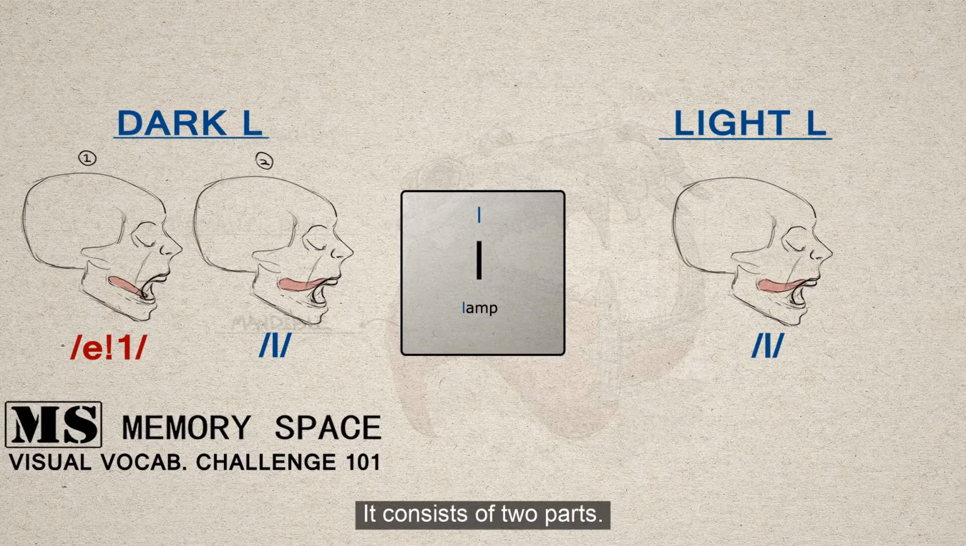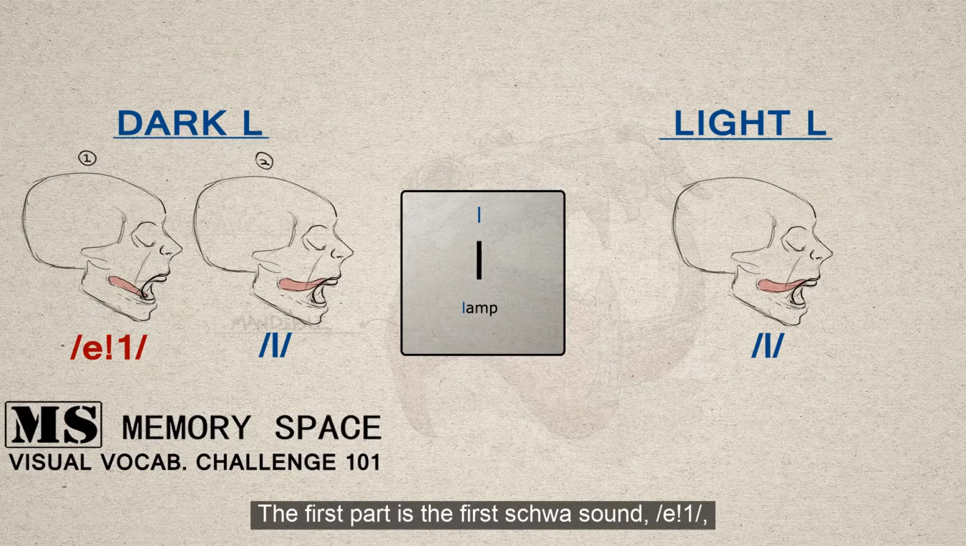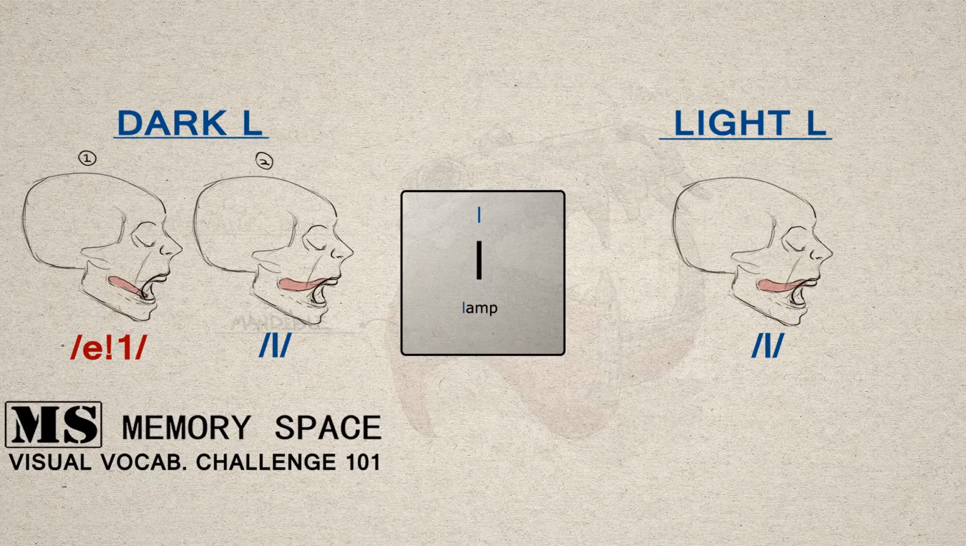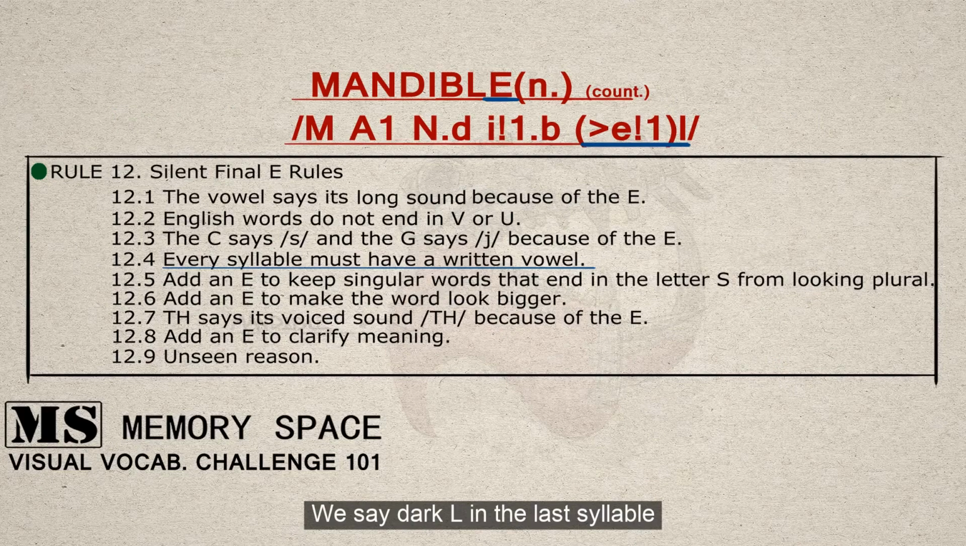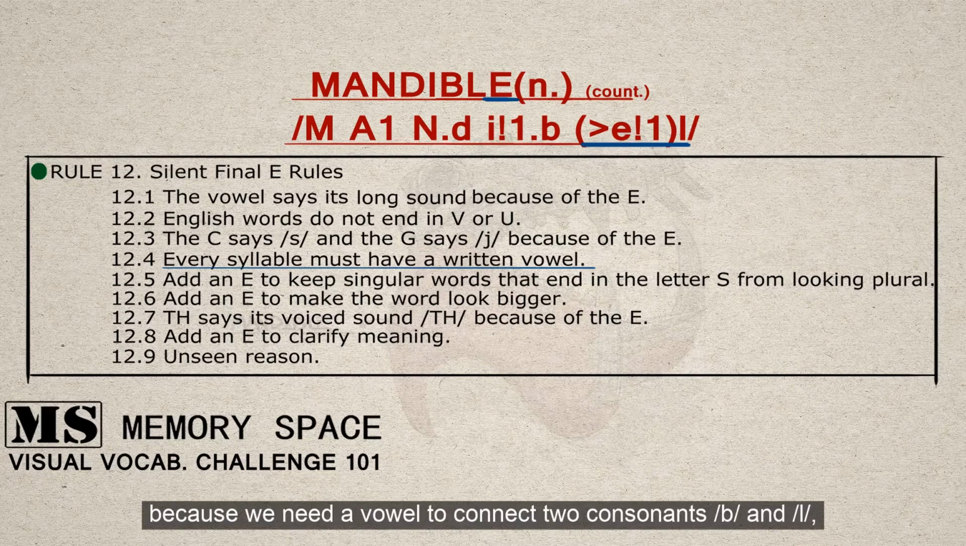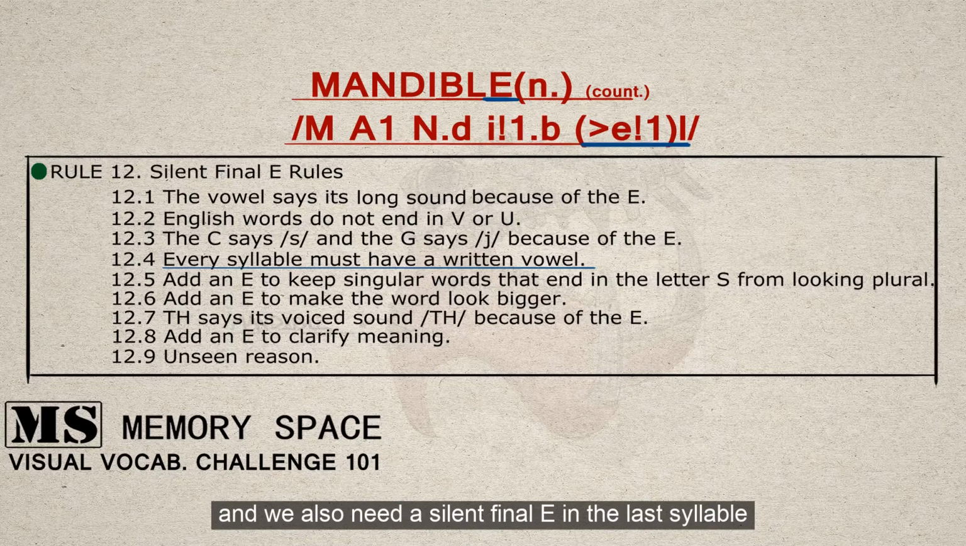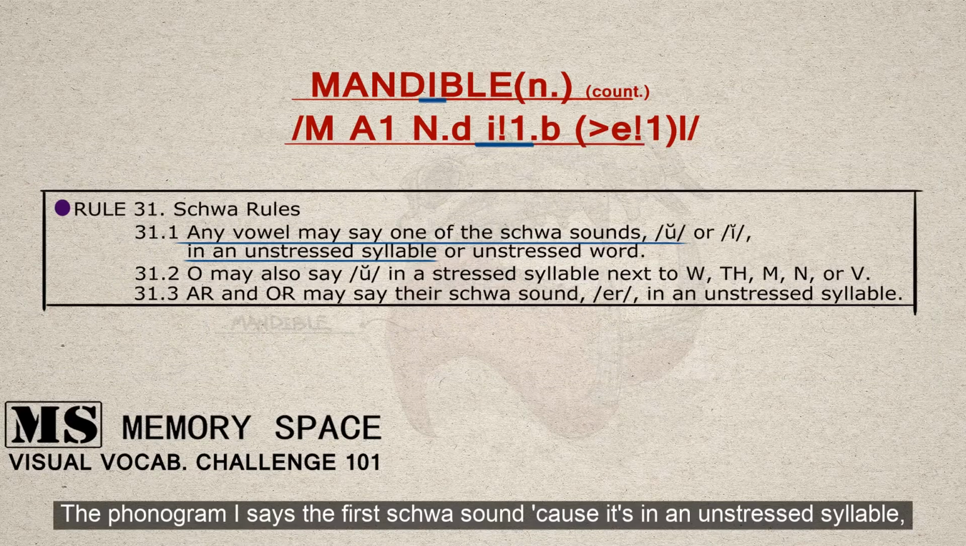It consists of 2 parts. The first part is the first schwa sound, and the second part is a light L. We say dark L in the last syllable because we need a vowel to connect 2 consonants, B and L. And we also need a silent final E in the last syllable since every syllable must have a written vowel. The phonogram I says the first schwa sound because it's in an unstressed syllable.